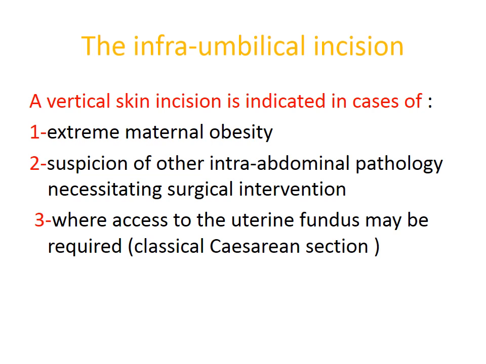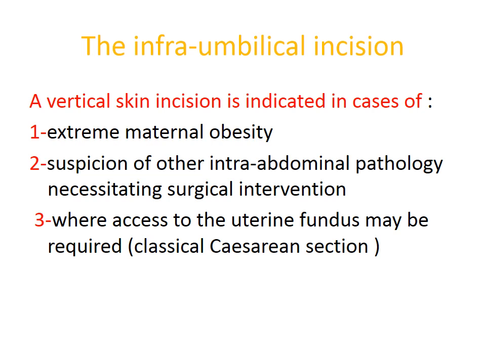The second commonest type of skin incision that can be used in delivering the woman by Caesarean section is the infra-umbilical incision. The infra-umbilical incision is a vertical skin incision that has special indications because, as I said, the common skin incision used in performing Caesarean section is the Pfannenstiel one. But there is another type, the infra-umbilical incision, that has special indications.